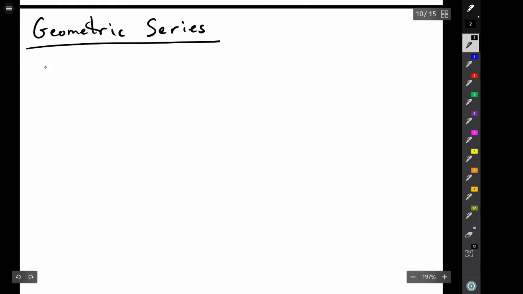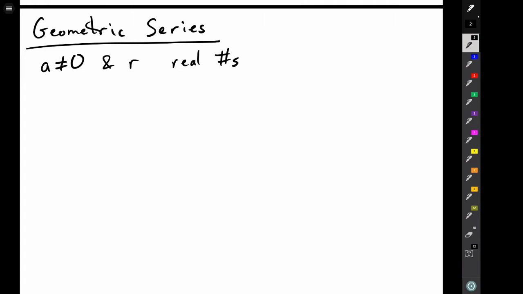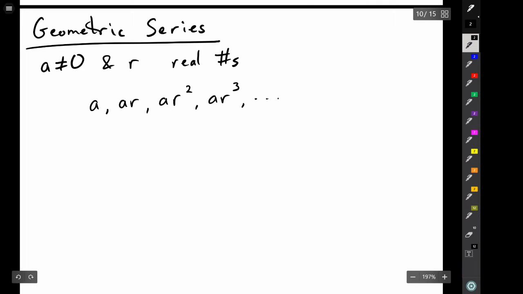What we're going to do is pick a number a that is not 0 and just some number r. These are both real numbers. And the sequence I want you to consider this time is the sequence a, a times r, a times r squared, a times r cubed, and so on. If we look at this here, this is called a geometric sequence.